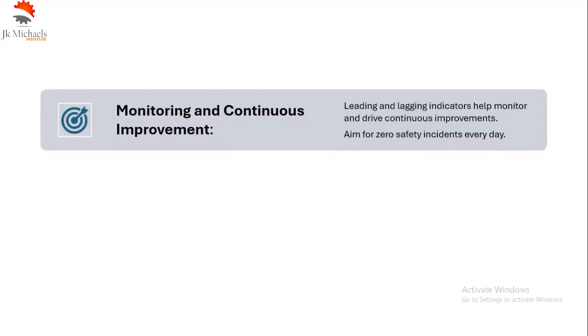Like I said, you want to look for performance measures that show improvement, right? Or that can point to opportunities for improvement. You want to ensure that you have leading and lagging indicators to monitor and drive the continuous improvement. Like we said earlier, aim for zero safety incidents every day. Keep it at zero. And if it's not at zero, safety incidents should be seen as progressively declining so that we can have a totally safe work environment.